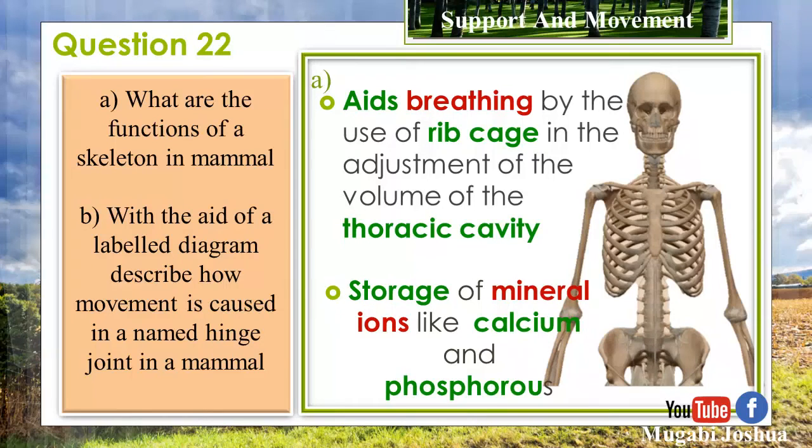Then they are also used in the storage of mineral ions. Ions like calcium and phosphorus are stored in the bones. So sometimes when the body needs them, it gets the minerals from the bones, especially calcium and phosphorus.